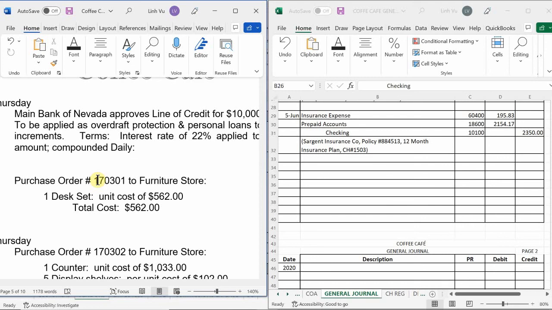So what do we do here? So you're going to have a purchase expense. Okay, so remember, in accounting, we use purchase expense for inventory. Is a desk set going to be something that we sell? No, it's not going to be something we sell. And yes, it's going to be a fixed asset.